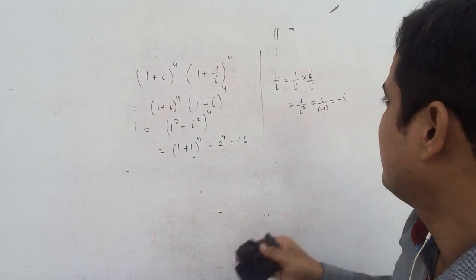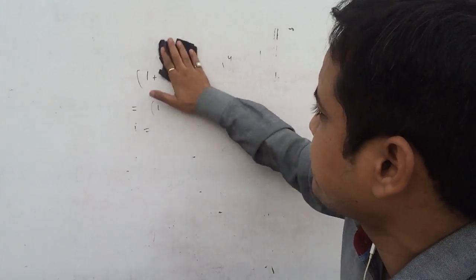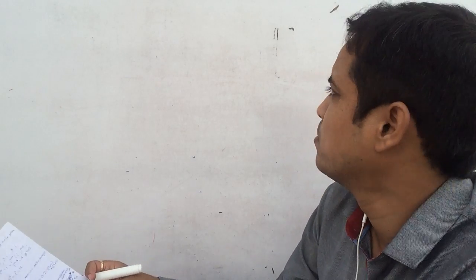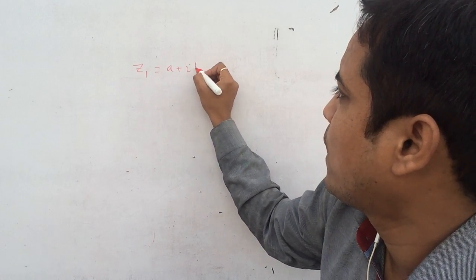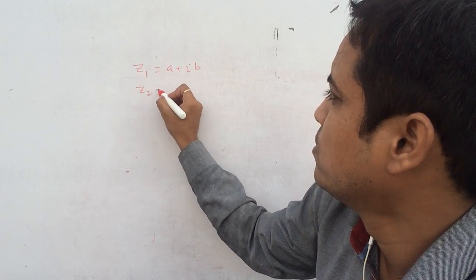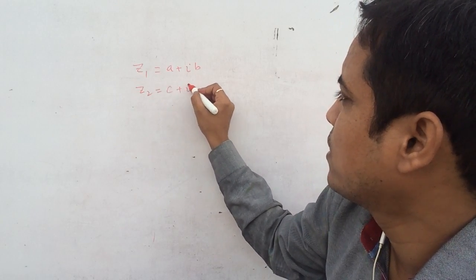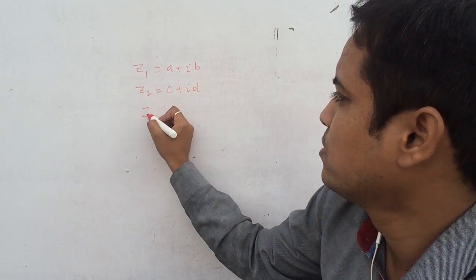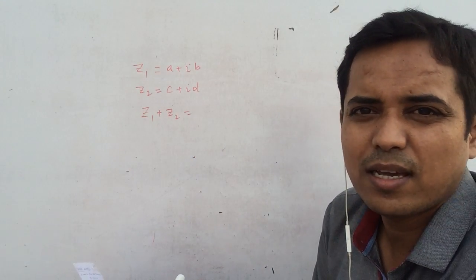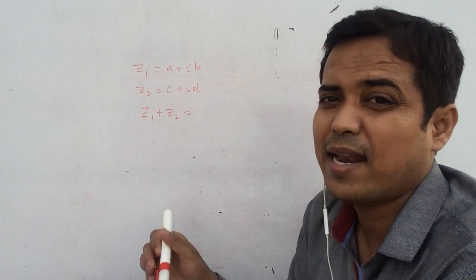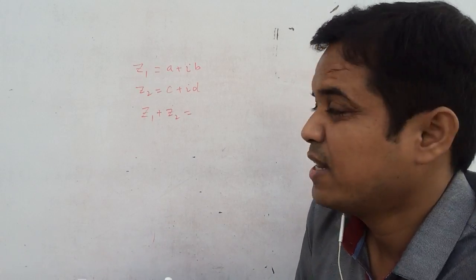But now, algebra of the complex number, how would you add two complex numbers? Suppose z1 equal to a plus iota b and z2 equal to c plus iota d. Okay, how would you add these two? So z1 plus z2 equal to real part will be added to the real part, and imaginary part will be added to the imaginary part.